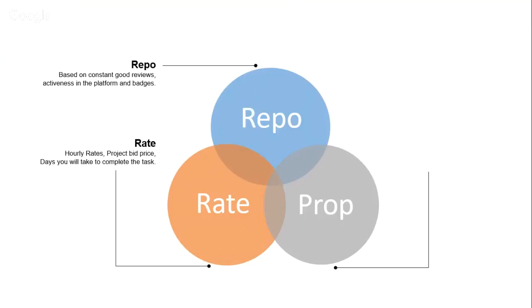Then we have the hourly rate, the project bid price, and the days you will take to complete the task. The days I have told you, that part is gone. So the hourly rates, as I had mentioned earlier, I have kept an hourly rate of $20 to $25, and the majority of European and American people on Upwork and freelancer.in put an hourly rate around $40 or $50.